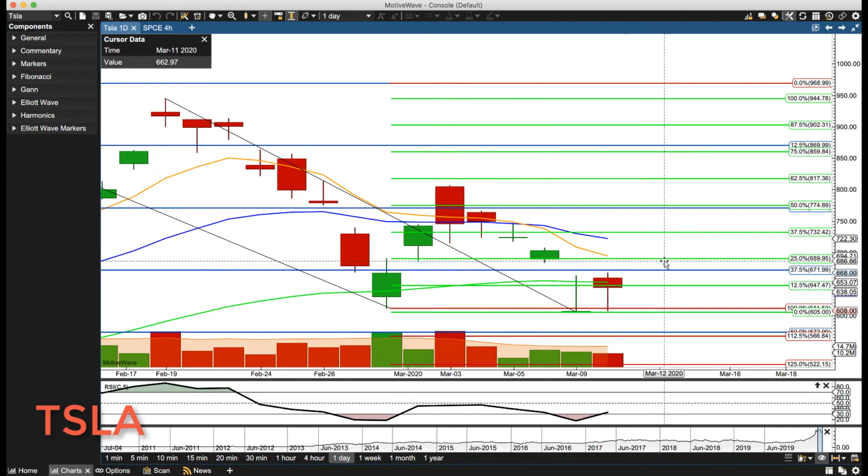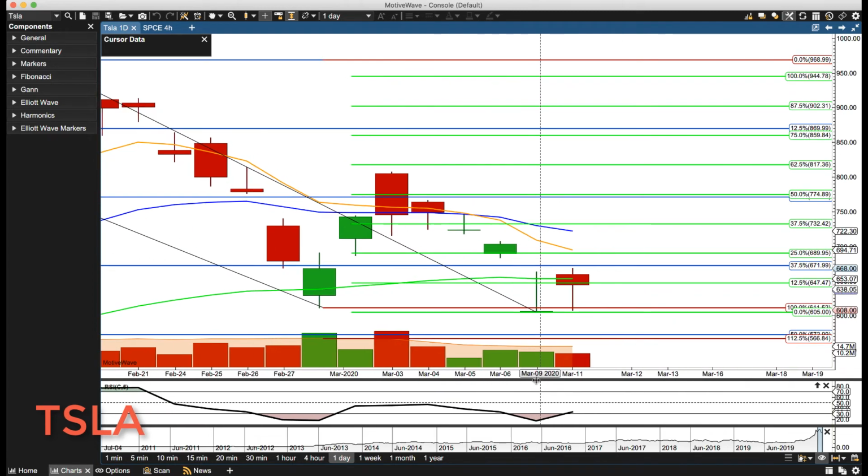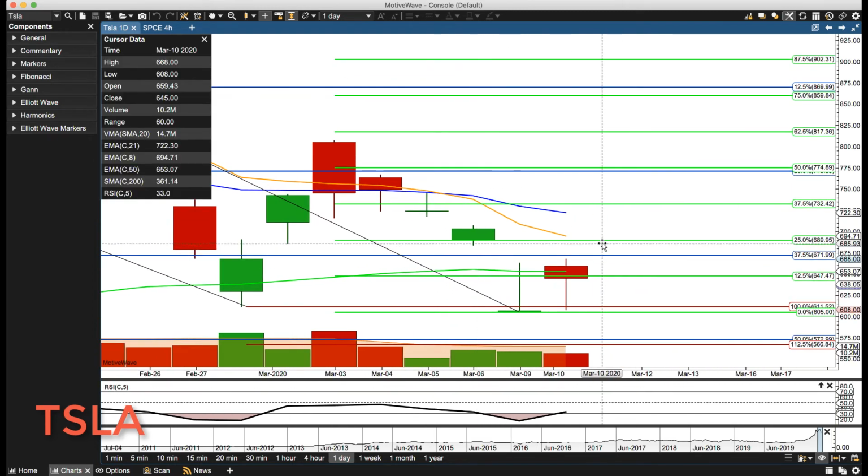Let me just jump there, because you can see here we have the 25% retracement and the declining moving average coming in about 690. So 690 to about 695 is key resistance. If we get above today's high, that's going to be our target, and it will also fill this gap. So we have a couple things. We have the gap fill, we have the Gann level, and we have the declining daily rotation zone.